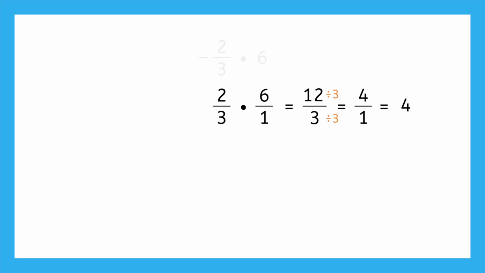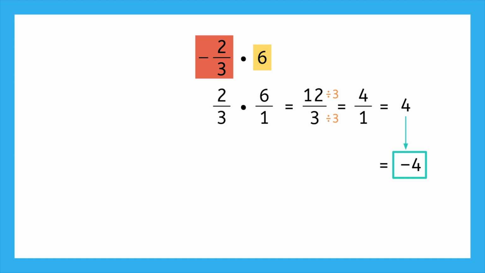What's that last step? Yes, we need to check the sign of the answer. We multiplied negative 2/3 by positive 6. The signs were different, so what does that tell us about the sign of the answer? Yep, the product needs to be -4.